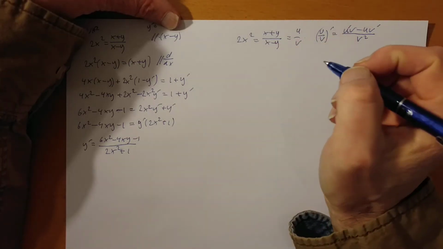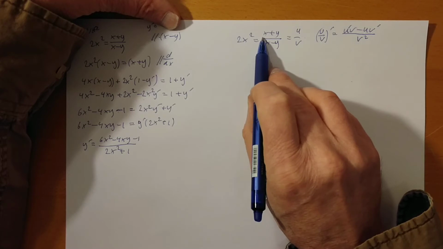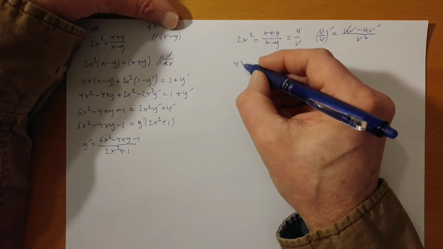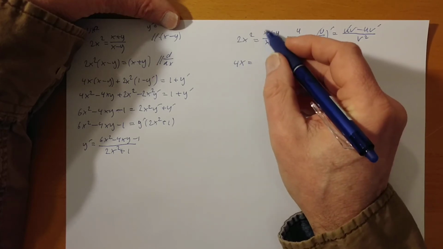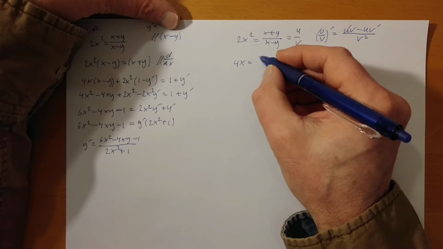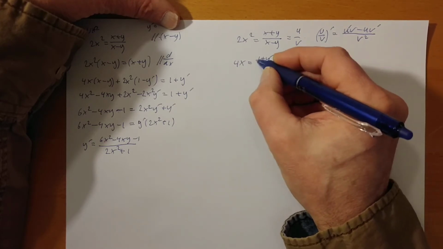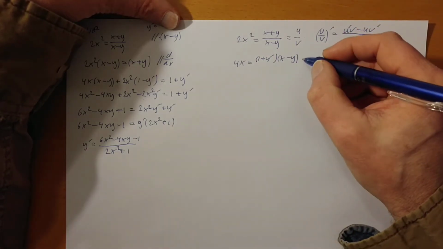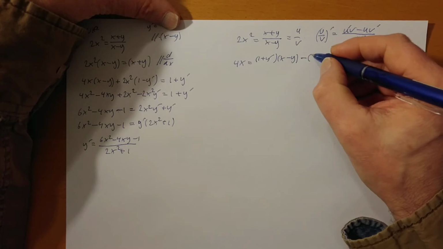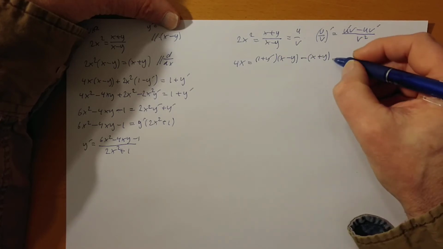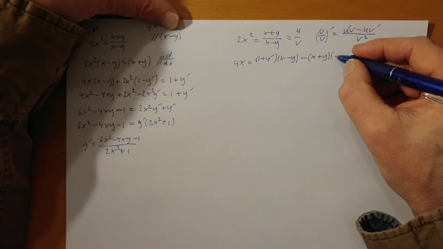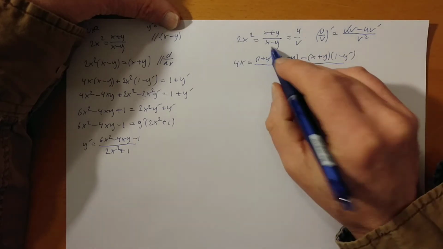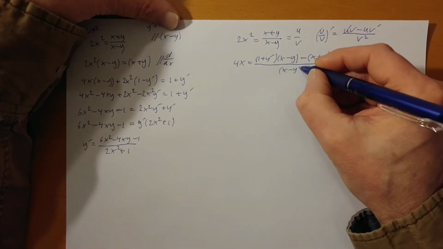Okay, so now we take the derivative of all this. So the derivative of this will give us 4x, equals the derivative of this, which is 1 plus y prime times x minus y, minus x plus y times the derivative of this, which is 1 minus y prime, over the square of this, which is x minus y squared.